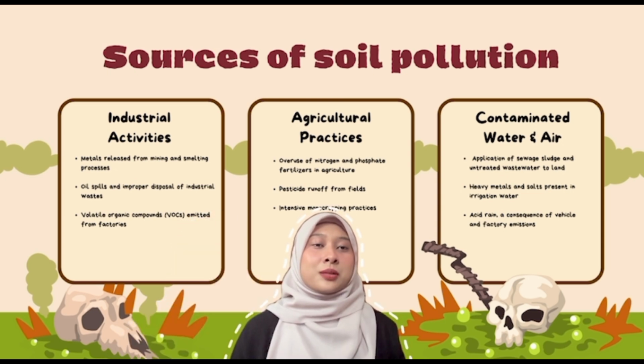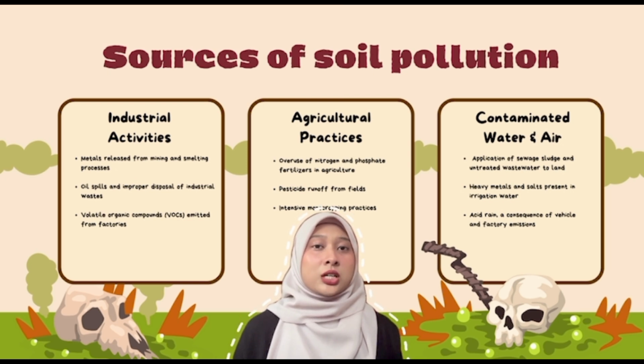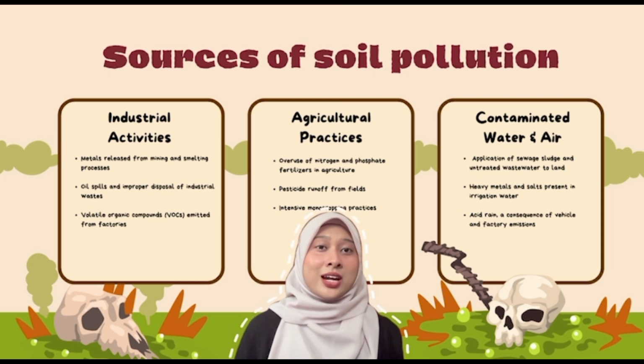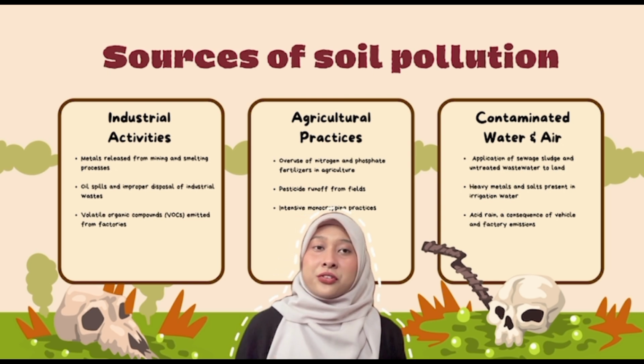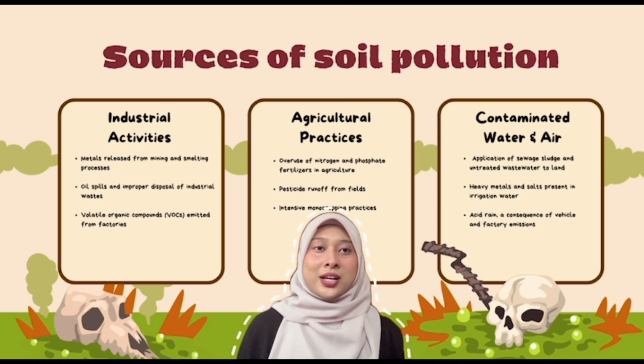Another source is contaminated water and air. For example, when untreated wastewater or sewage sludge is used on land, or when irrigation water contains heavy metals and salts. Even acid rain caused by vehicle and factory emissions can harm the soil.